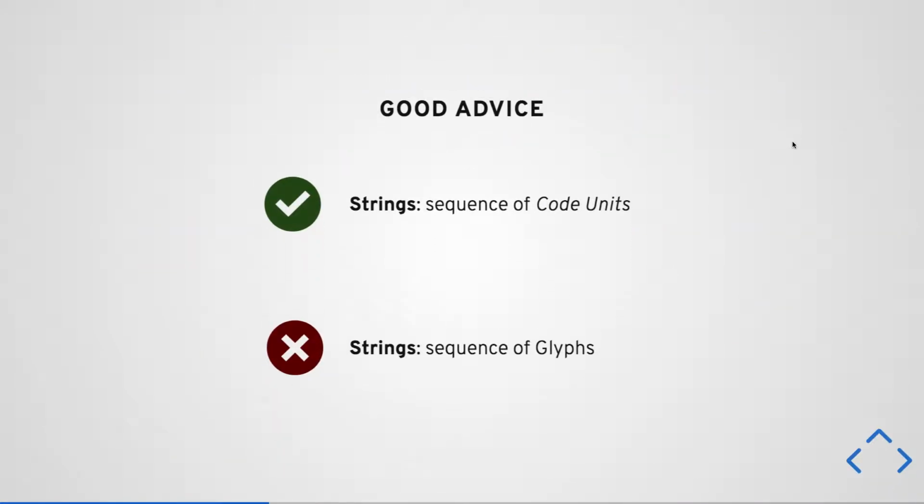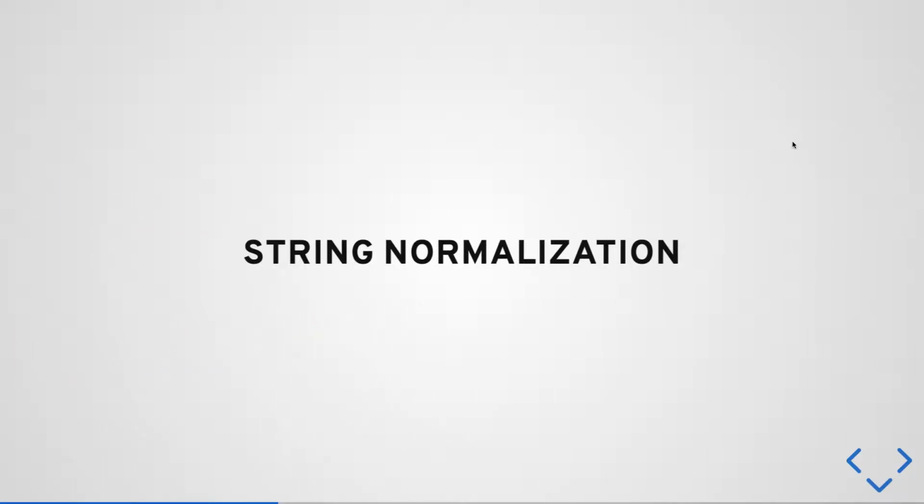So, some good advice in general when you're thinking about strings. Don't think about them as a sequence of glyphs. That's not what they are, right? They're a sequence of code units. That's what you're getting. Right? Does that make sense? All right, let's leave this geeky area for a little bit. Okay. Questions, comments about that?